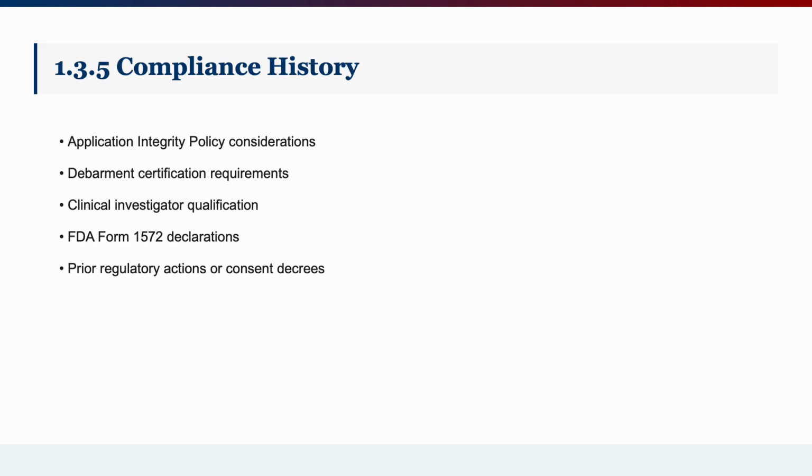Section 1.3.5 addresses compliance history, which relates to the FDA's application integrity policy and debarment regulations. This is about ensuring that people and companies with problematic regulatory histories don't participate in drug development. The FDA maintains a list of individuals and companies that have been debarred from participating in drug applications. This typically happens after serious violations of FDA regulations, such as fraud in clinical trials or significant manufacturing violations. Sponsors must certify that they have not used the services of any debarred individuals or companies.